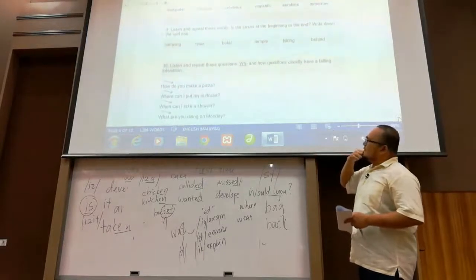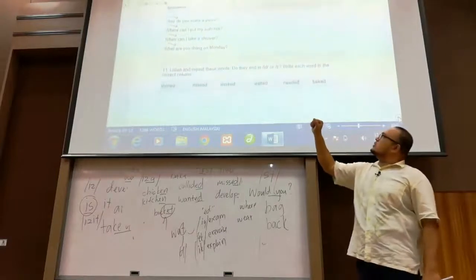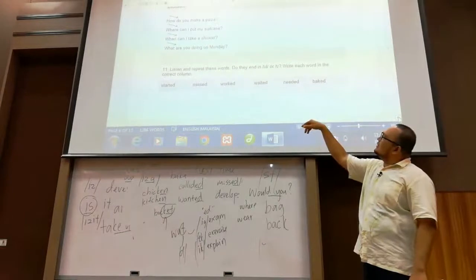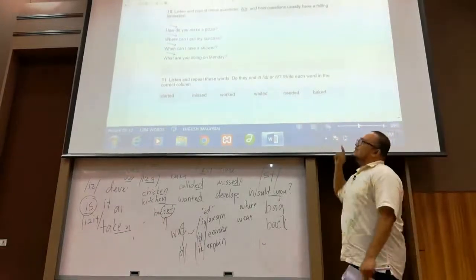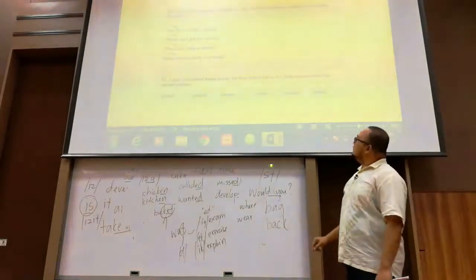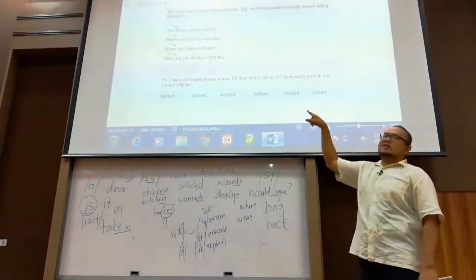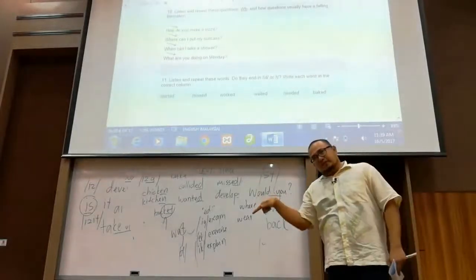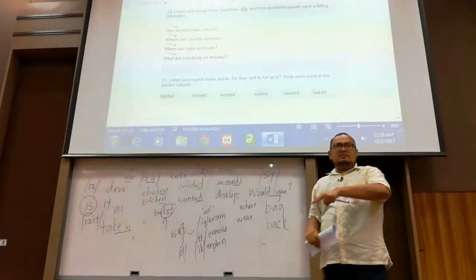Page, I think it's page. Okay, this one. When you have the WH, the intonation goes lower. How do you make a pizza? Pizza. So when you have WH questions, WH questions will always be downwards. You have to start high and then go down.